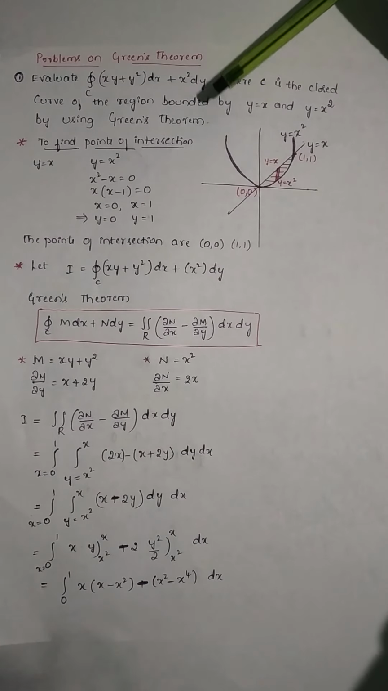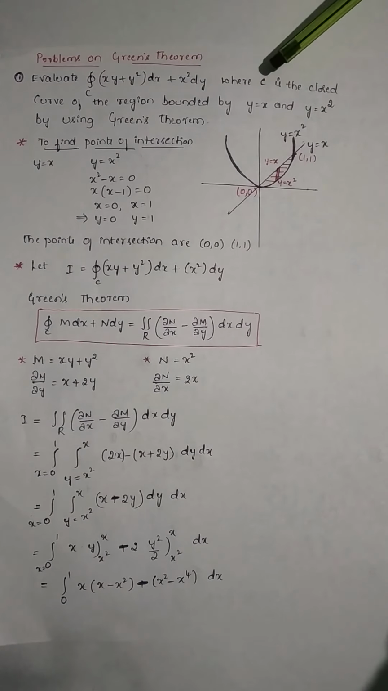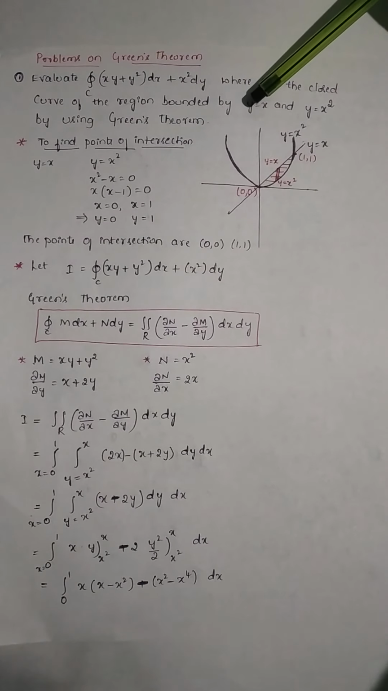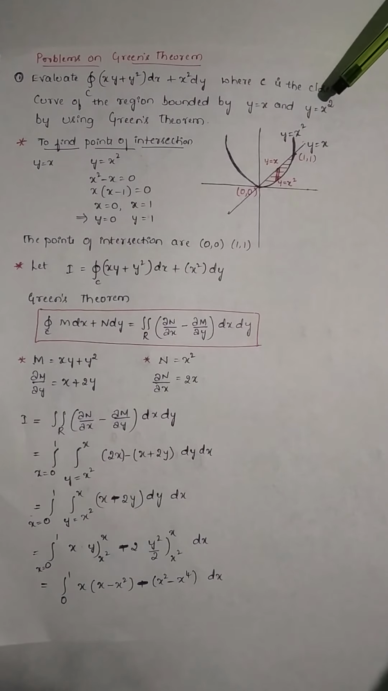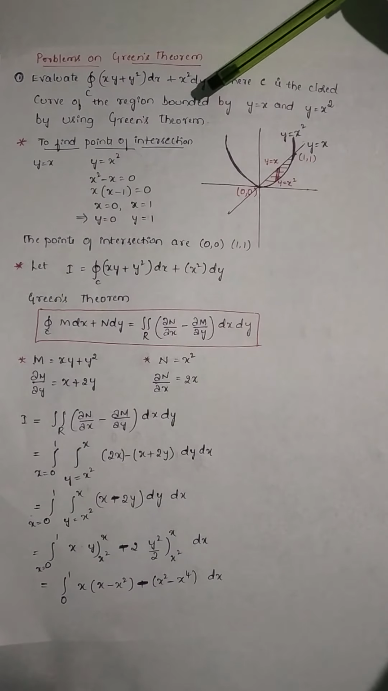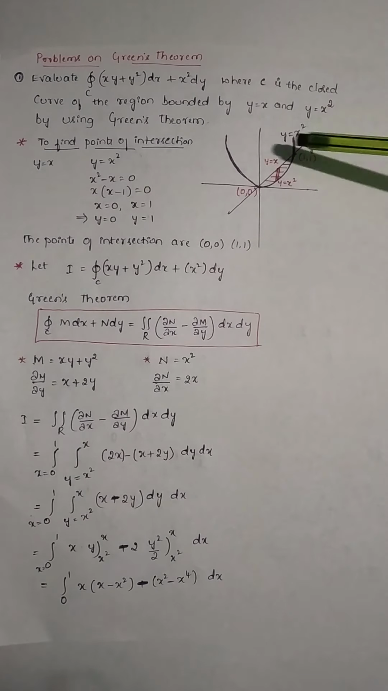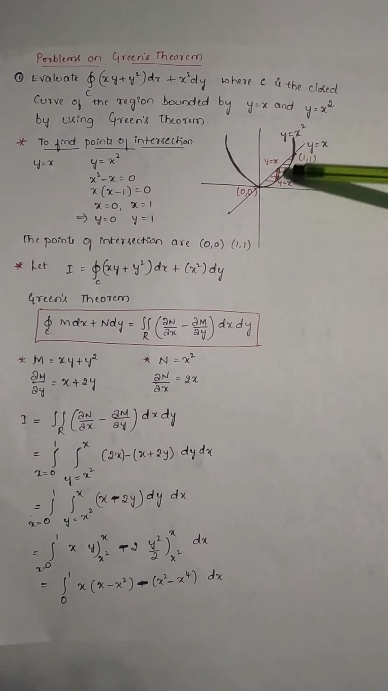So we need to evaluate this over C, where C is the closed curve of the region bounded by the line y = x and the parabola y = x². For that we need to identify the region first. So you draw the line y = x and the parabola y = x². Now you can see the region bounded by the line and the parabola.